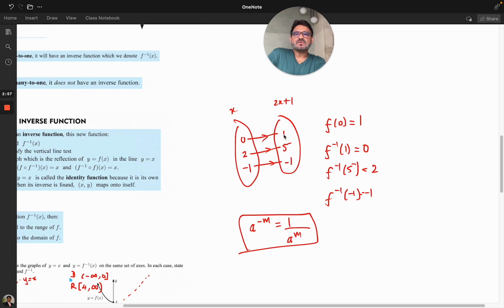f of 0 is 1. But if I ask you what is f inverse of 1, it is 0. f inverse of 5 is 2. f inverse of minus 1 is minus 1. So that's what your inverse is. So f of 2 is 5, but f inverse of 5 is 2.